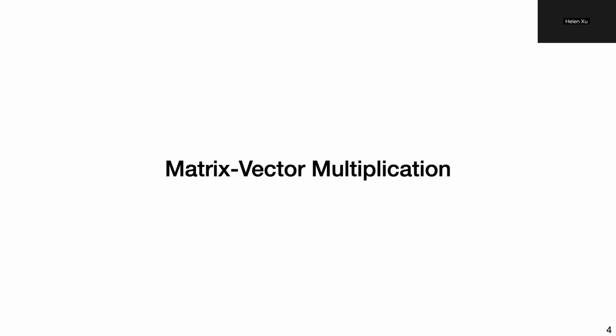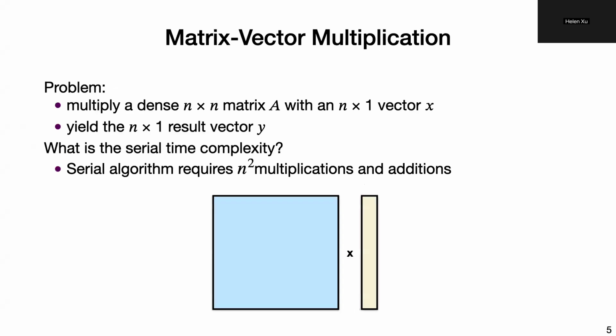So the most basic dense matrix algorithm is matrix vector multiplication. And matrix vector multiplication is like this. We have an n by n matrix called A, and we want to multiply it with an n by 1 vector x. And so we're going to get an n by 1 vector y out, because the dimensions are n by n, and then n by 1, so the output is also n by 1.